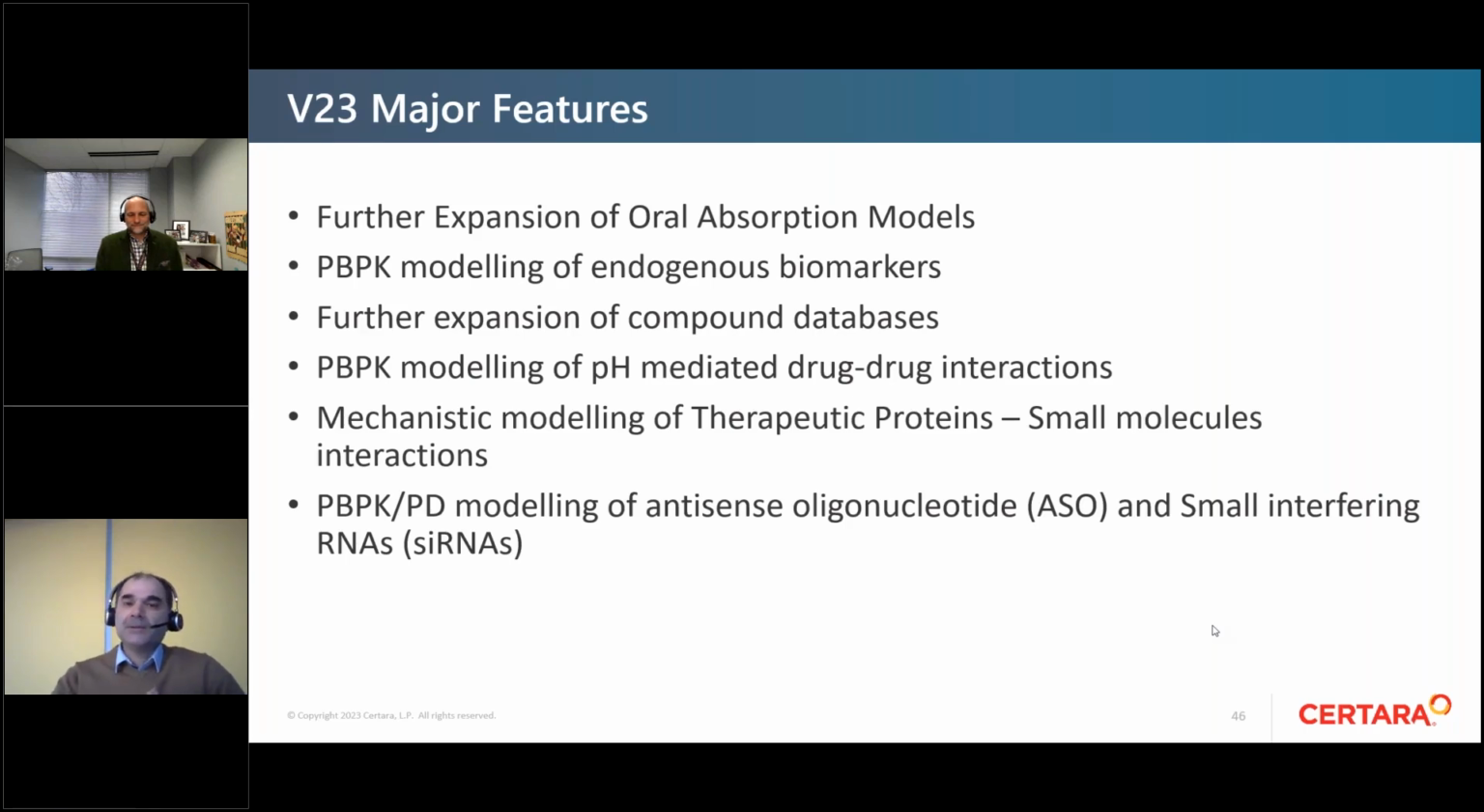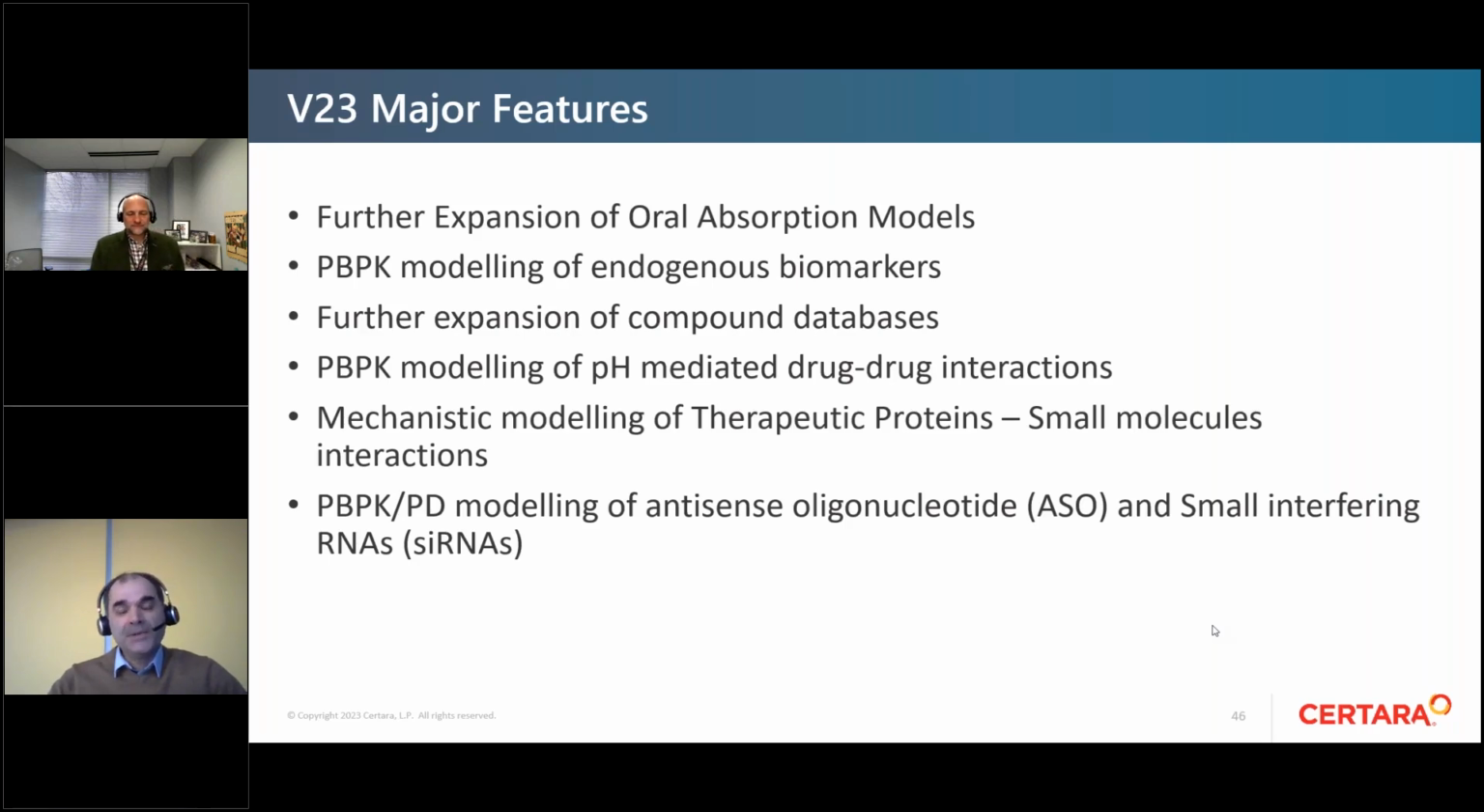Database on the compound, Jean mentioned that. She and her team are continuously working on that side. pH-mediated drug-drug interaction is another area of, I would say, concern or regulatory requirement that this model can help with.